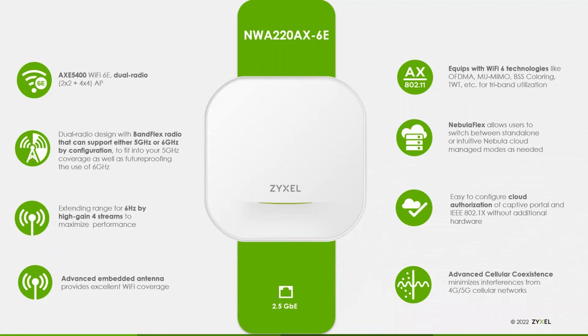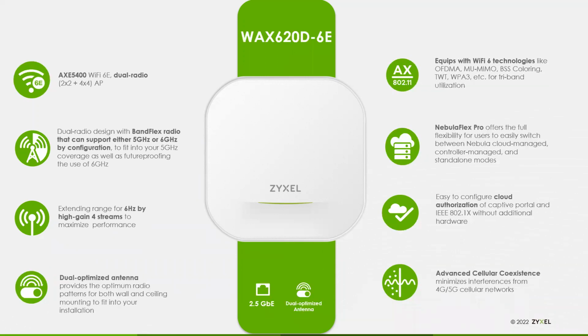So the beginning one here, our entry-level model, it's a sub $200 access point, is the NWA220AX-6E. So this provides one radio at 2x2, one radio at 4x4. It's a Nebula Flex device. The step up from that is the WAX620D-6E, basically the same as the 220, but it adds dual optimized antennas and adds the Nebula Flex Pro features. So you get that 1-year Pro license, and you get the ability to manage this with one of our Zywalls as a local controller.